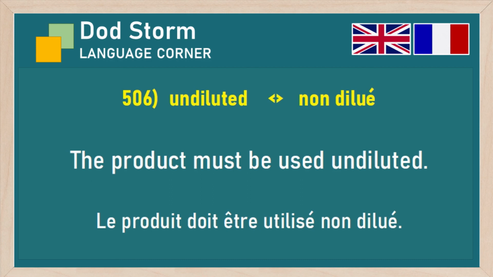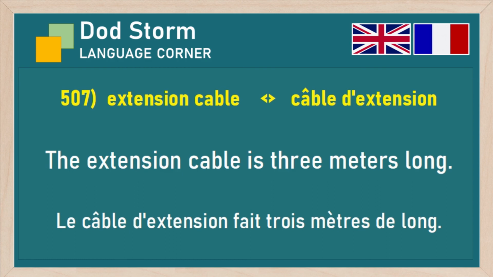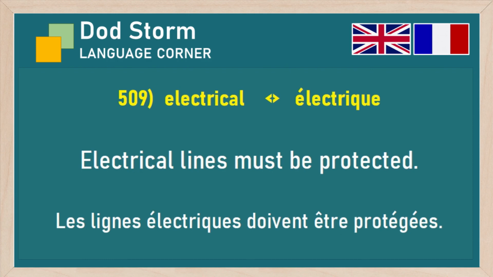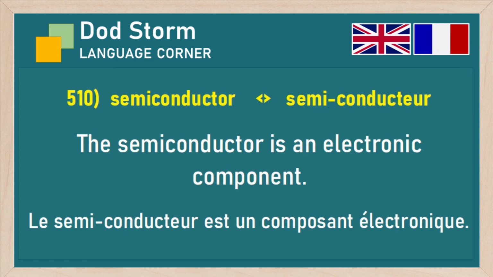The product must be used undiluted. The extension cable is 3 meters long. Which material has the highest strength? Electrical lines must be protected. The semiconductor is an electronic component.